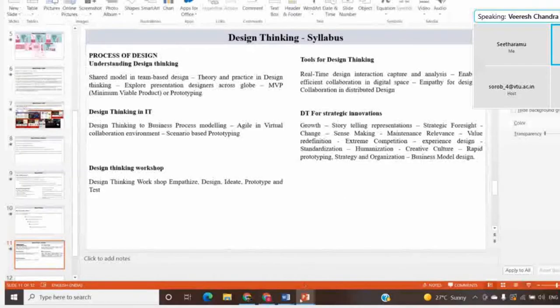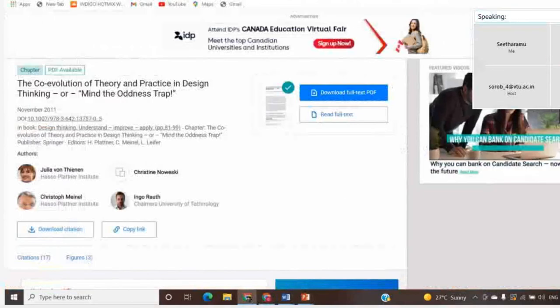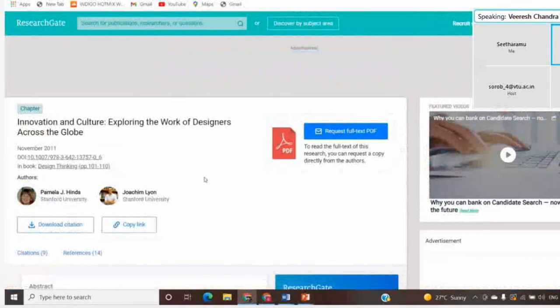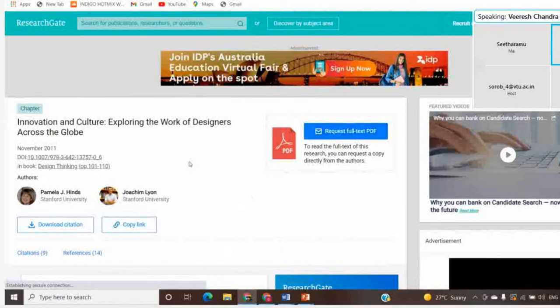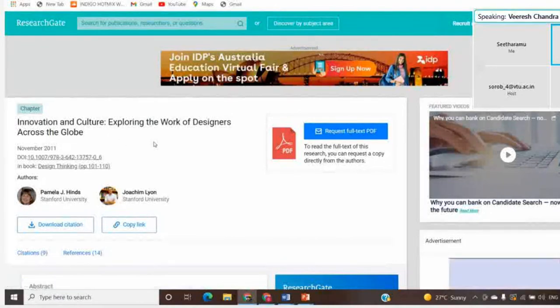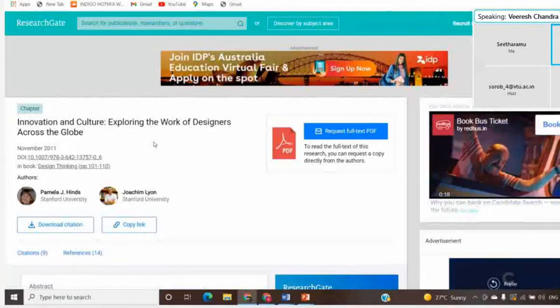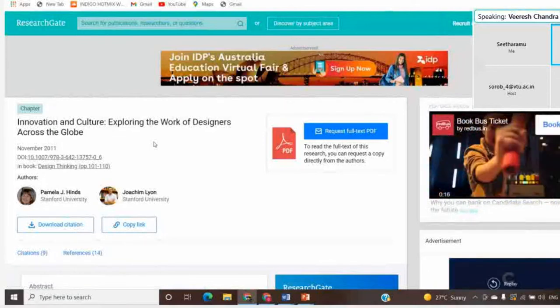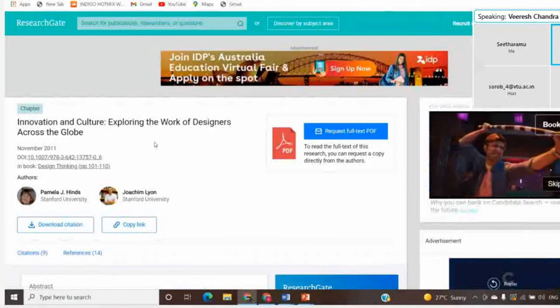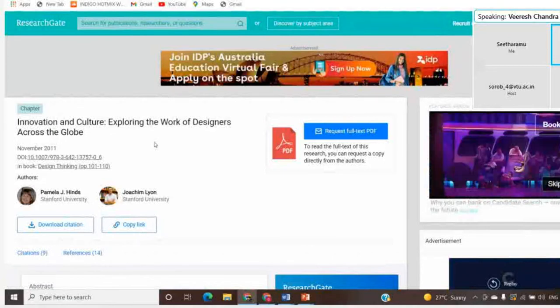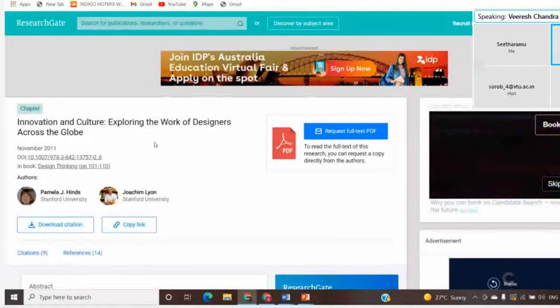Again, I'll give you a hint about this. You can just go through this paper. You have to request the full text PDF, but you know the ways of downloading it. So, innovation and culture, exploring the work of designers across the group. Here you can clearly see how exactly the designers work, how exactly they present their designs in front of the end users. All the things are available here, and not only in this paper, we have different papers which are concentrating on this particular subject.